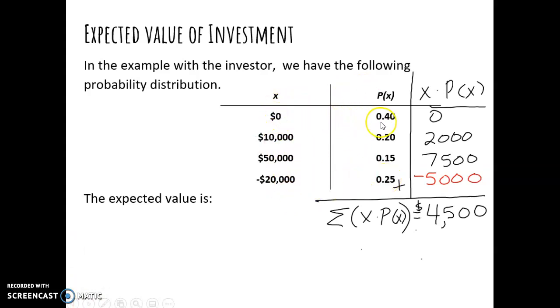Okay, hopefully you had a chance to do this. So multiplied 0 times 0.40 is 0, 10,000 times 0.20 is 2,000, 50,000 times 0.15 is 7,500, negative 20,000 times 0.25 is negative 5,000. When I add those together, making sure that you put in a negative here, I get $4,500 for the expected value.